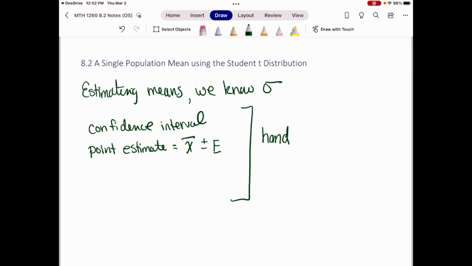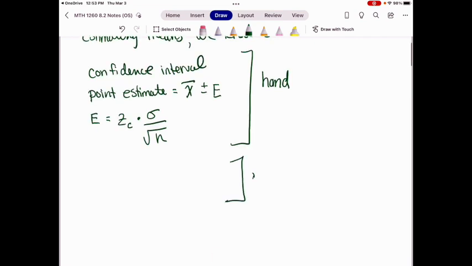Now, in order to get that error, we had a formula. And the formula was that we found our z critical, and then we multiplied that by our population standard deviation, and then we divided by the square root of the sample size. So once we found out what that error was, we could take our sample mean and add and subtract that error to give us that interval. When we did this on the calculator rather than by hand, we used the function on the calculator called z-interval.